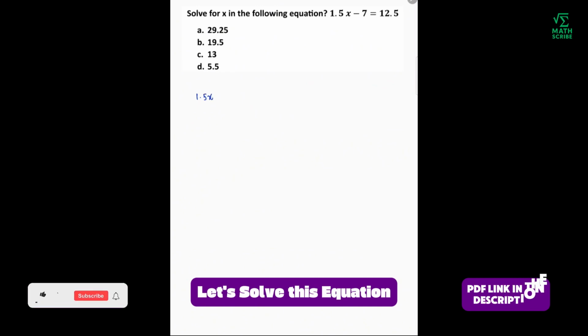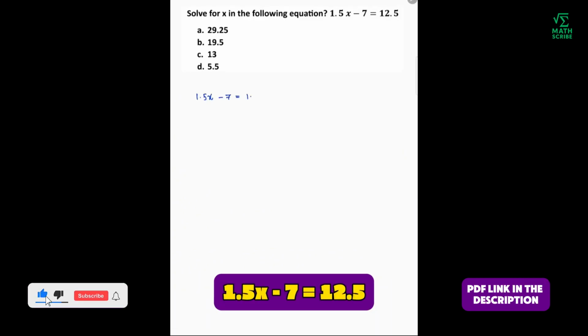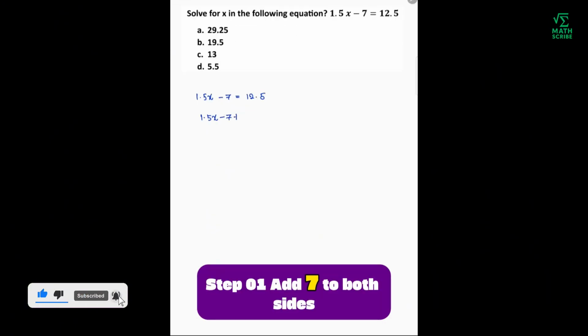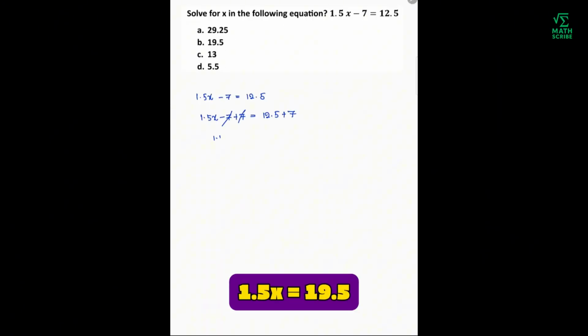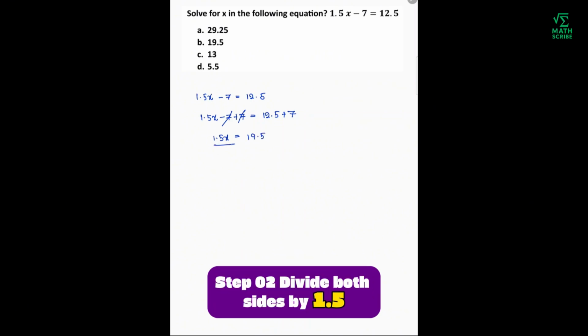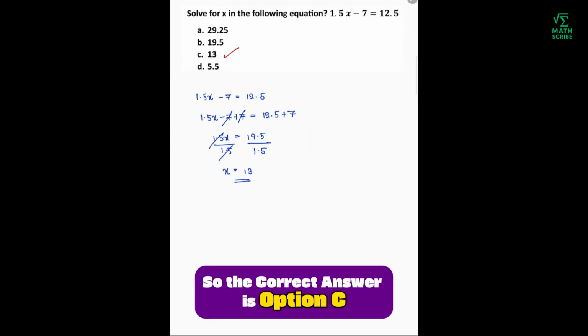Let's solve this equation. 1.5x minus 7 equals 12.5. Step 1. Add 7 to both sides. 1.5x equals 19.5. Step 2. Divide both sides by 1.5. x equals 13. So the correct answer is option C.